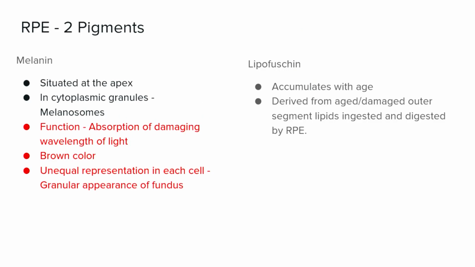Retinal pigment epithelium has 2 pigments, melanin and lipofuscin. Melanin is situated at the apex in cytoplasmic granules called melanosomes. Its function is absorption of damaging wavelengths of light. It is brown in color, with unequal representation in each cell, which leads to a granular appearance of the fundus. Lipofuscin accumulates with age, derived from aged and damaged outer segment lipids, ingested and digested by the RPE cells.